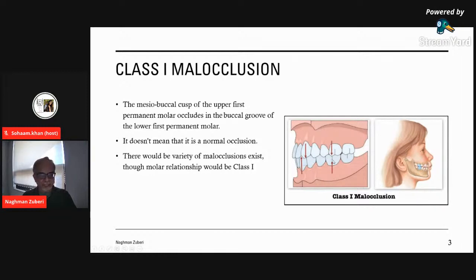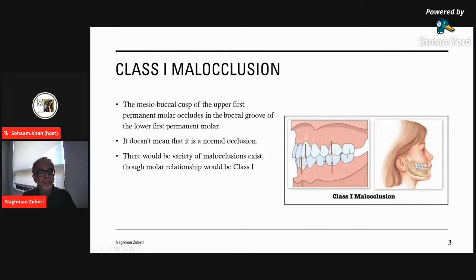All of us are familiar with it. And if you remember, I told you in one of my lectures that Edward Angle never told us about the angulation of the tooth. He never told us about the mesiopalatal cusp or the distopalatal cusp and where they are occluding. But having a class 1 molar relationship does not mean that everything is normal. It is only giving us the information that the molar relationship is class 1.